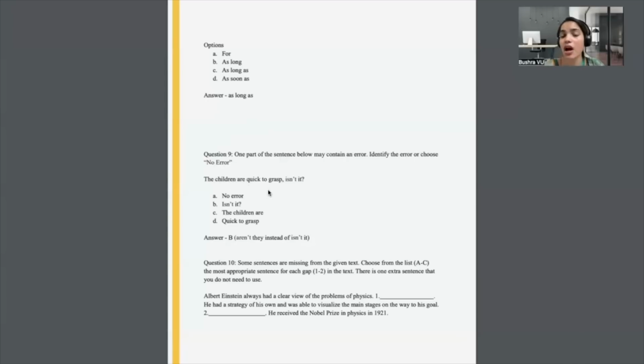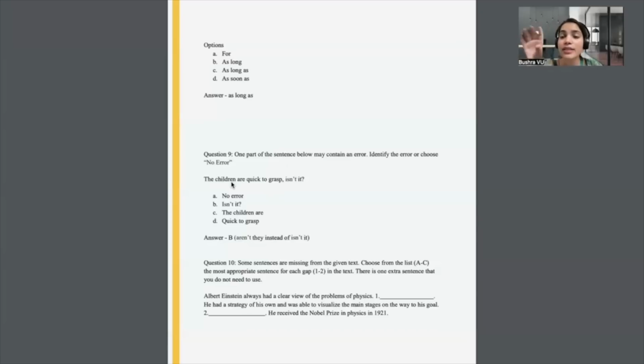Because the children are quick to grasp. Whatever you're going to use here, right? That is the same thing that is going to end. If you're using "the children are," then you're going to end it with "aren't they." Or if you're saying something like "she is going to the market," because you have used "is" in the sentence, you're going to end it with "isn't she."